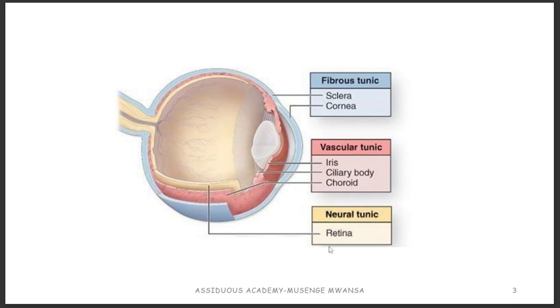The retina has two layers also. It has the neural layer and the pigmented layer. Yes. So, just another, let me go back to the question.